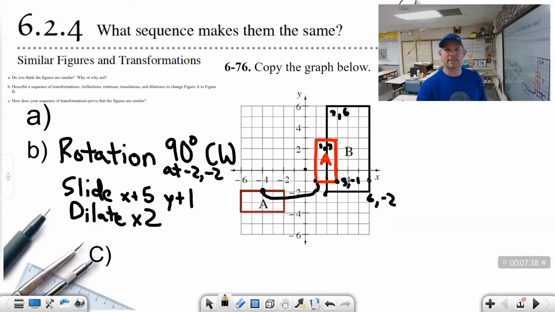Notice 3, -1, and now it's at 6, -2. All the coordinates got 2 times bigger. That's the emphasis in a dilation. You would have to work out your coordinates and multiply them by 2.